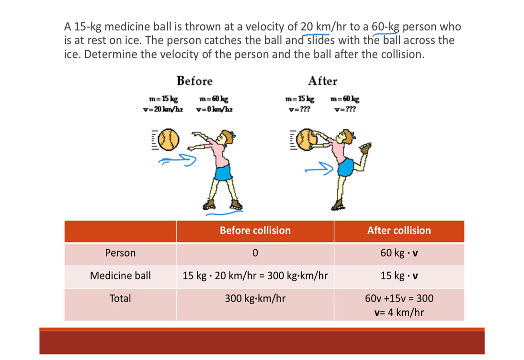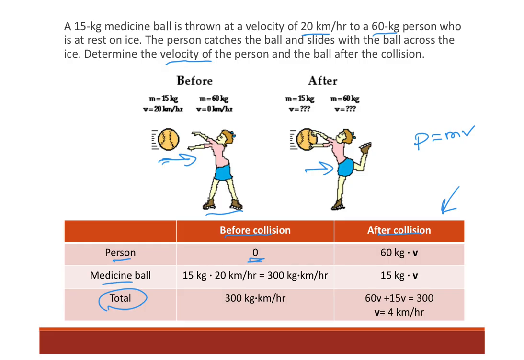We can use conservation of momentum to determine the velocity of the person and the ball after the collision. To do that, we set up something called a momentum table, where we compare what's happening before the collision and after the collision, and fill in the missing pieces, because we know that our total momentum in both cases needs to be equal. So the person before the collision is going to have no momentum. The momentum is going to equal the mass times the velocity. This person has mass, but they don't have velocity, so they have no momentum.